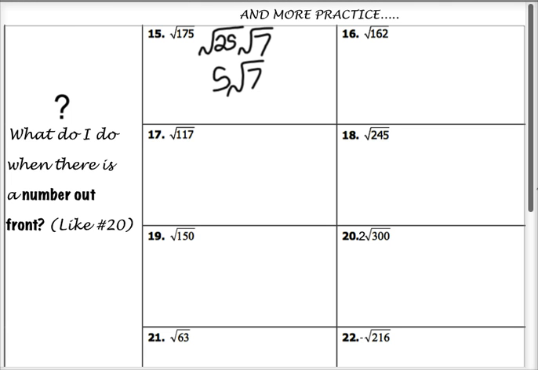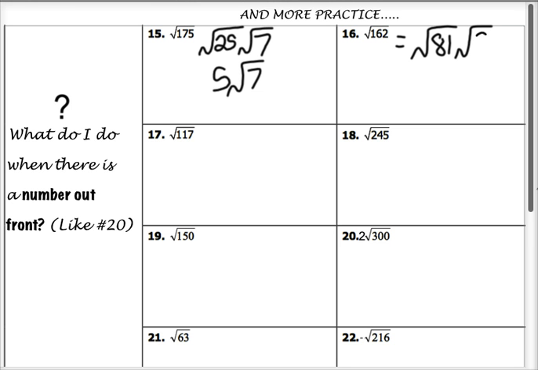Number 16, the square root of 162. All right, so let's carefully look at this one. So 162, let's see. Well, 4 doesn't divide it. So I'm going to try 9. Oh, 9 divides it. But let's see if there's something bigger. So let's try 16. Nope. Let's try 25. Nope. Let's try 36. Nope. Let's try 49. Nope. Let's try 81. Oh, there we go.